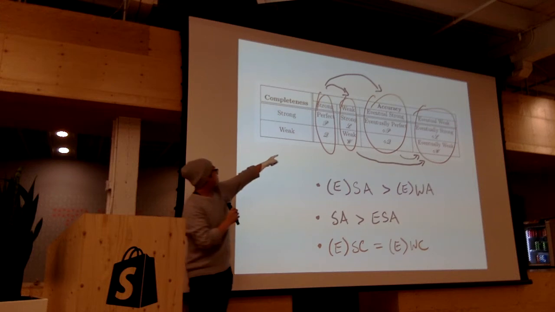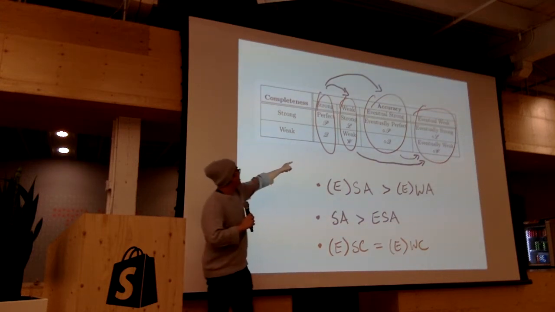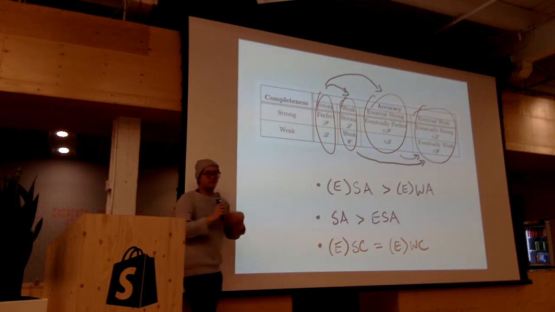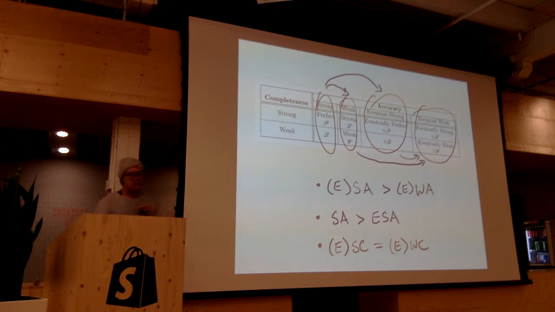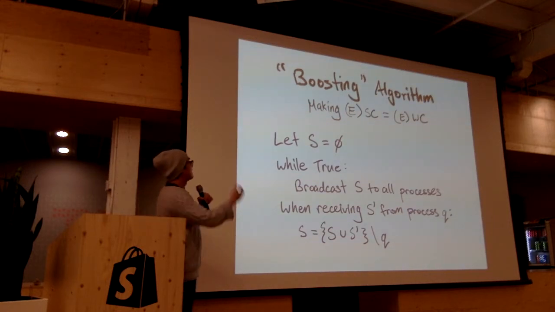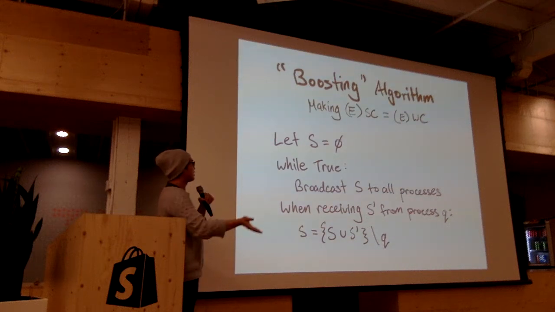So that's a Q, by the way, a cursive Q. For those of you who don't know cursive, the weak completeness failure detector there can be turned into a perfect failure detector through the algorithm I will describe, which the textbook I use called boosting. So you can boost the failure detector. So you're making the strong complete and the weak complete equal.